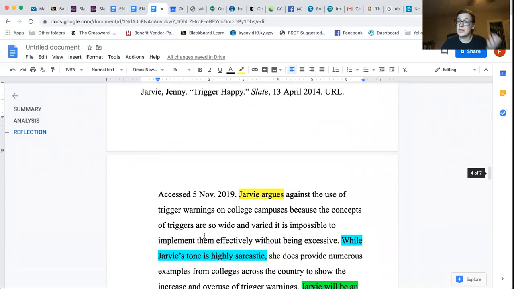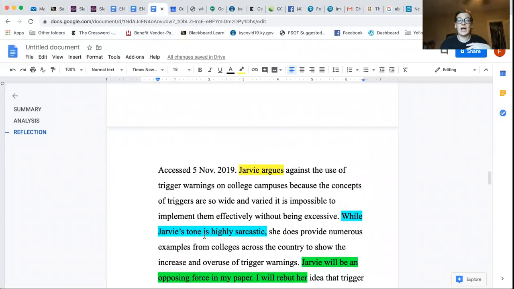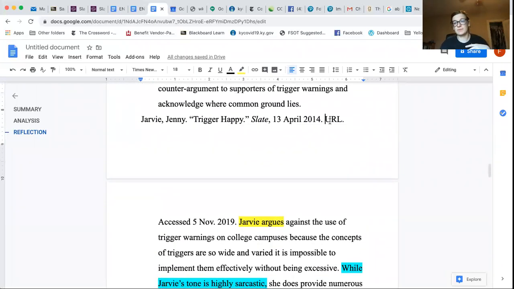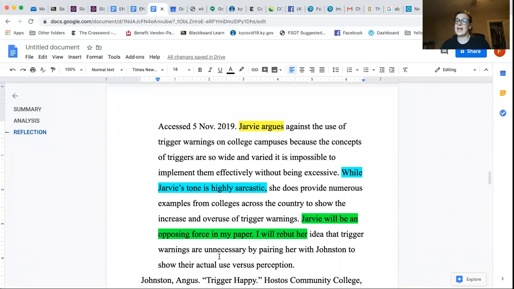So Ginny Jarvie, this is one that we did read in class. So here, again, this one's more 8th edition MLA. That's why there would be a URL there instead. So here, again, signal phrase, last name. Jarvie argues against the use of trigger warnings on college campuses because the concepts of triggers are so wide and varied it is impossible to implement them effectively without being excessive. So this one's a little more detailed in the summary. I like that better. It's a little stronger in what her main idea is, position, particularly the why.